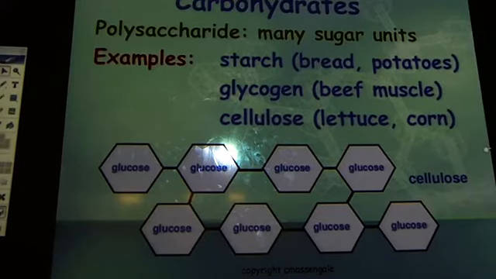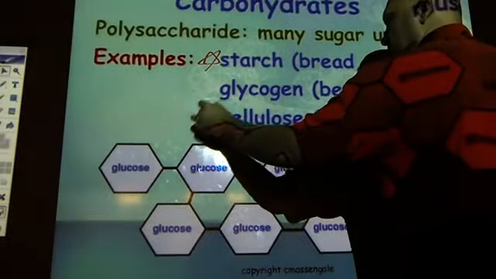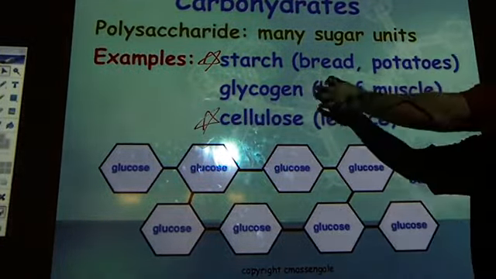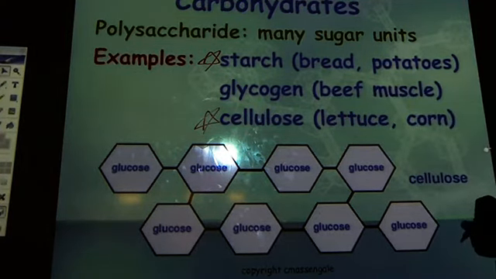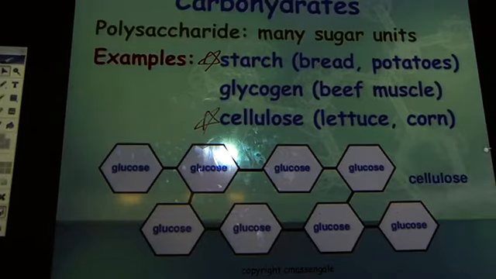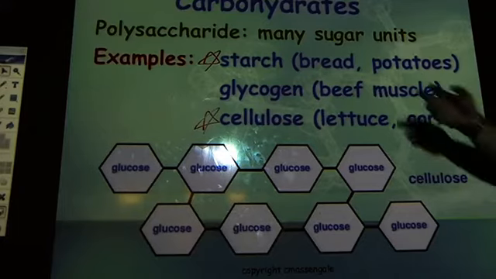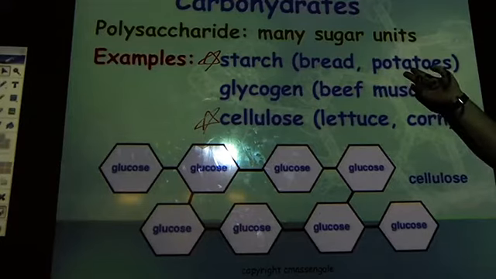The ones we usually talk about are starches and cellulose. Now, we will discuss glycogen, but that's later in the year. It's just a sugar molecule, okay? Which one of these is your body able to digest and break down for energy? Starches. You eat bread, don't you? You eat potatoes. French fries, right?